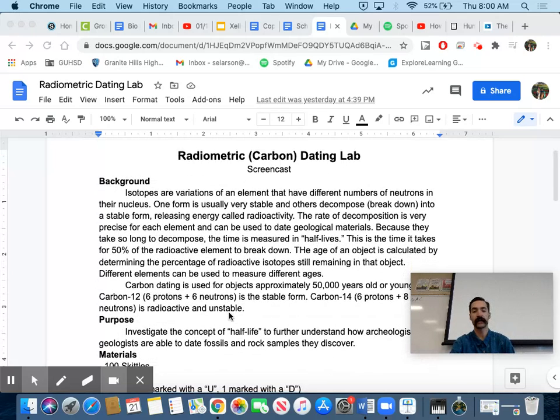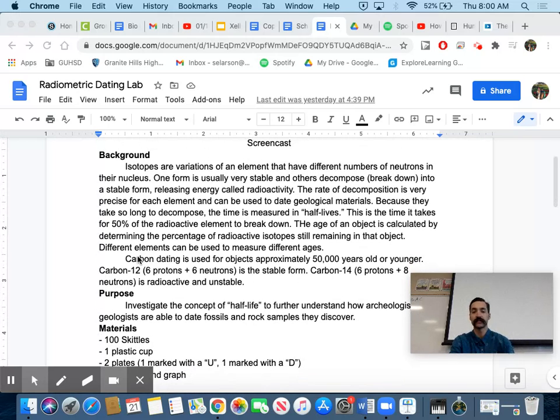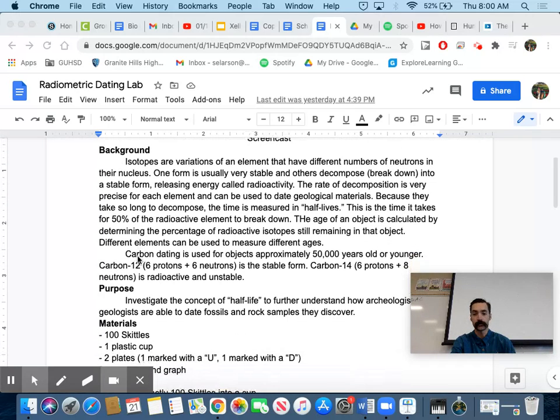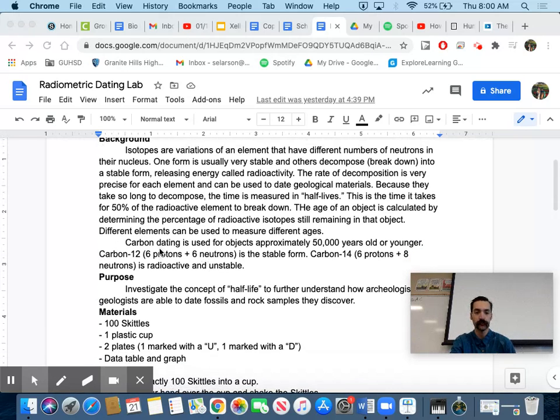So it comes down to this idea of half-lives. Half-life is just the time it takes for 50% of a radioactive element to break down. So in this lab, we're talking about carbon. Carbon goes from carbon-14 into carbon-12 over a period of time. And carbon dating is used for objects approximately 50,000 years old or younger. So it can only be used up to 50,000 years old. And I will ask you later on why you think that is.